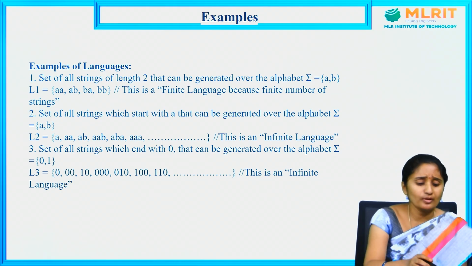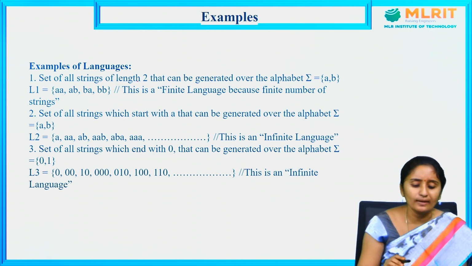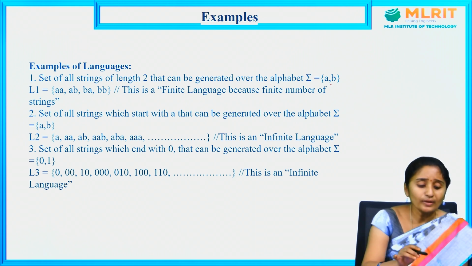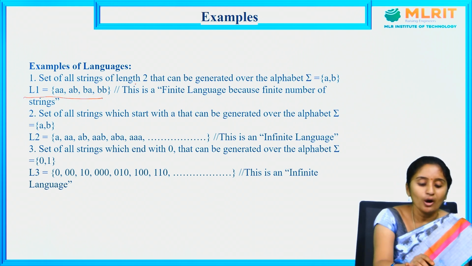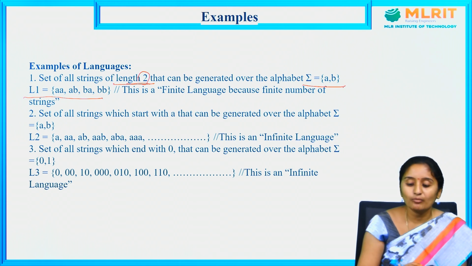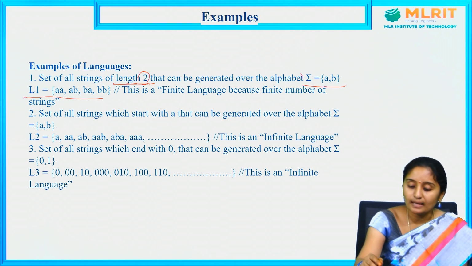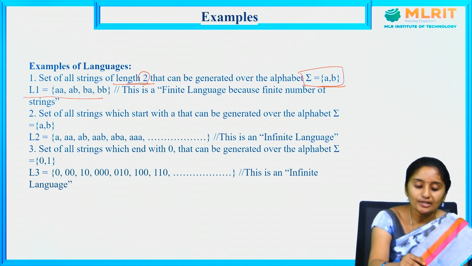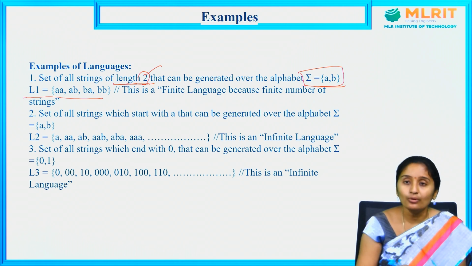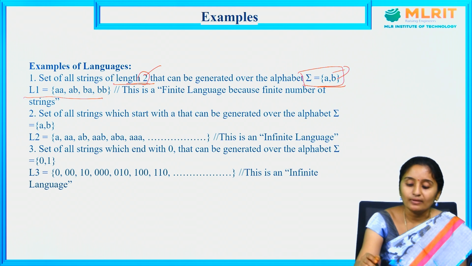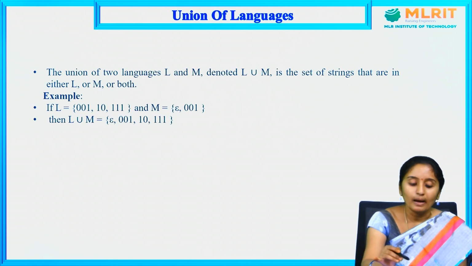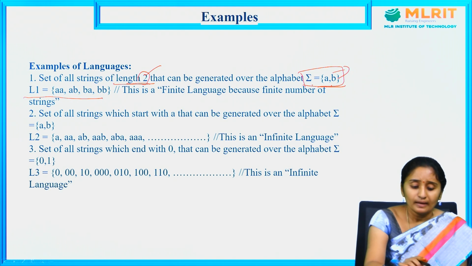Some examples of language. Set of all strings of length 2 that can be generated over the alphabet A, B. So we are going to construct a language of length 2. What is the condition they gave? Set of strings of length 2 over the alphabet sigma equal to A, B. My condition is that the strings should have length 2 over the alphabet A, B.